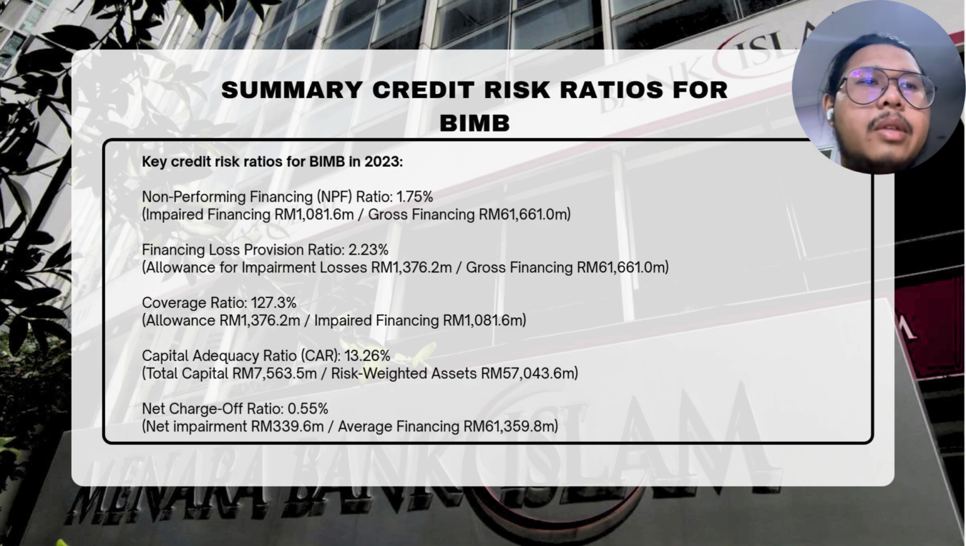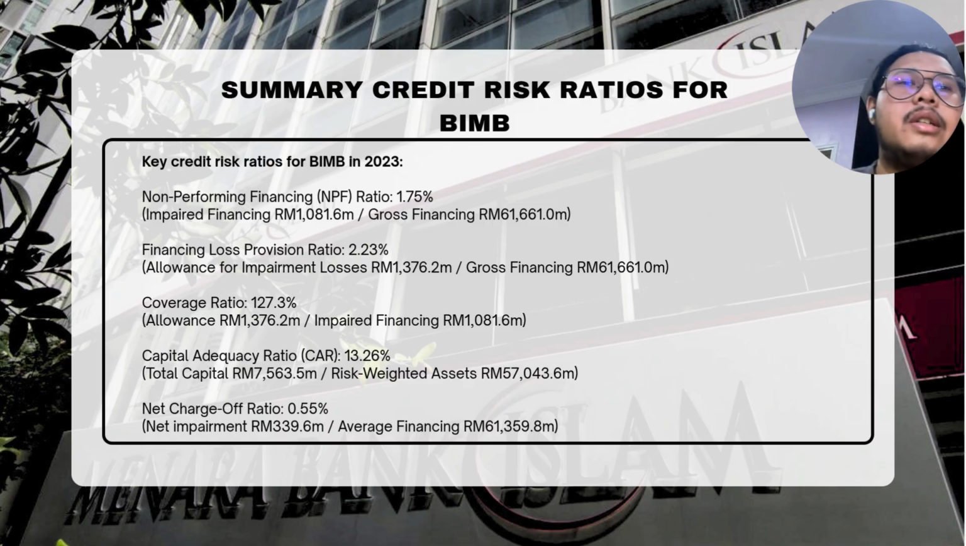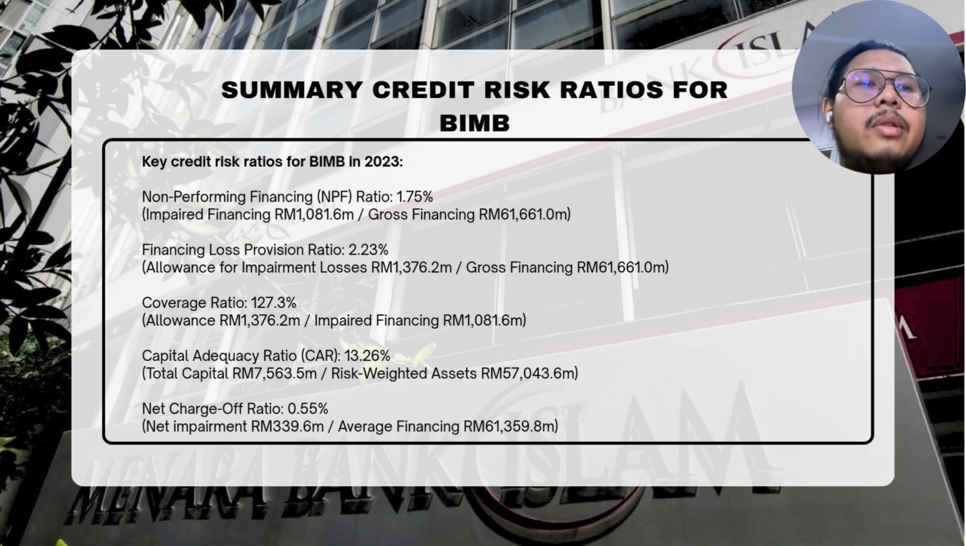Next is the summary of credit risk ratios for Bank Islam for 2023. So we have here the non-performing financing NPF ratio is 1.75%, financing loss provision ratio 2.23%, coverage ratio 127.3%, capital adequacy ratio 13.26%, net charge-off ratio 0.55%.